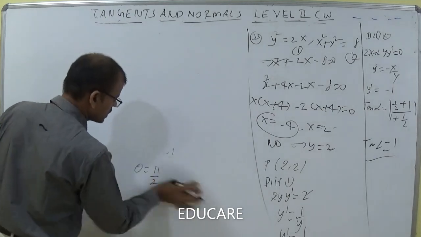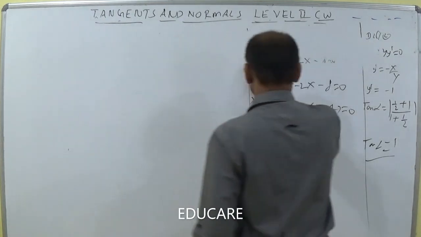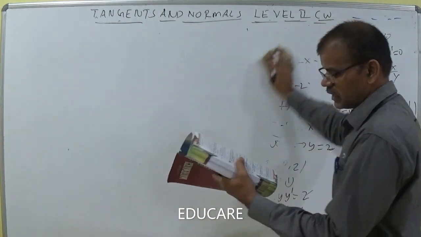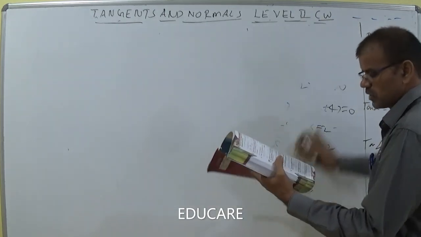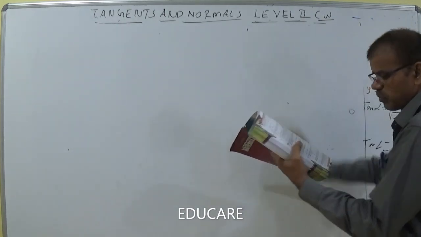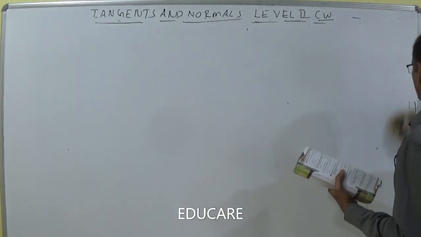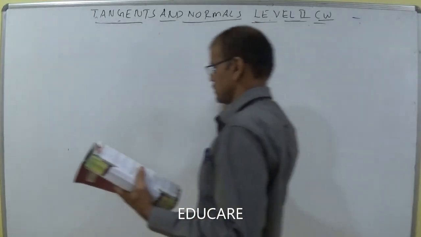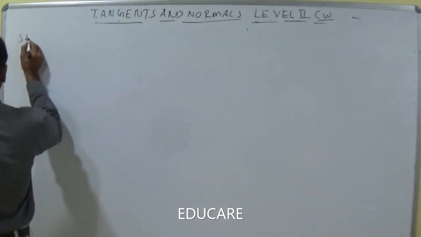Everything is okay, but now we want to discuss question 32. Find the angle between the two curves y equal to 2x and x cube plus y cube is equal to 3x. One is an implicit function and one is a straight line.